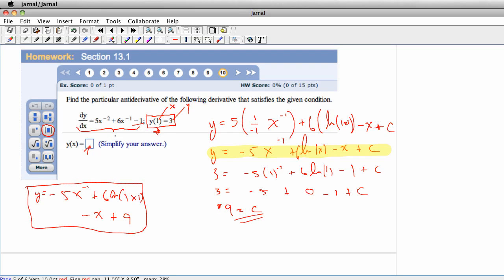It will satisfy this derivative, and I can check it. I can take the derivative of this expression that I got from my answer and check that it is 5x to the minus 2 plus 6x to the minus 1 minus 1. I can also check this property, that when you use 1 for x, you're going to get 3 for y. So this function satisfies both of those properties.